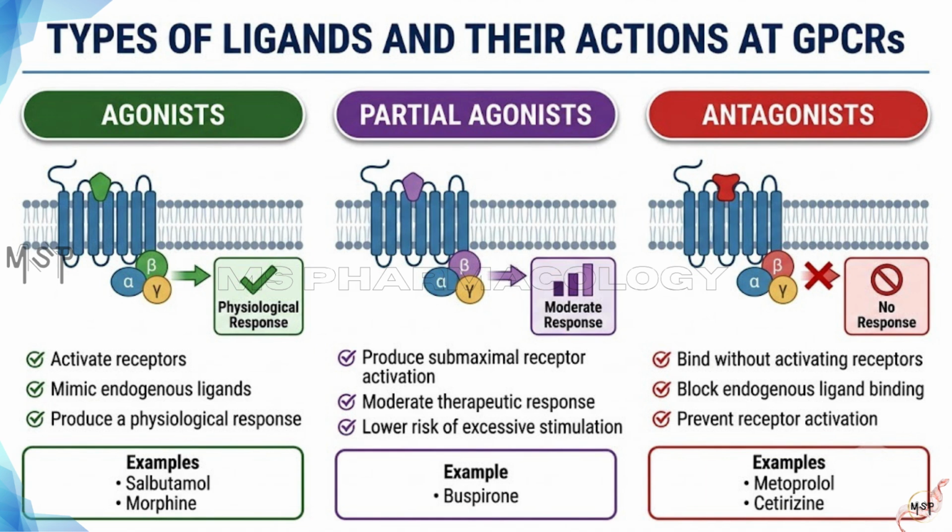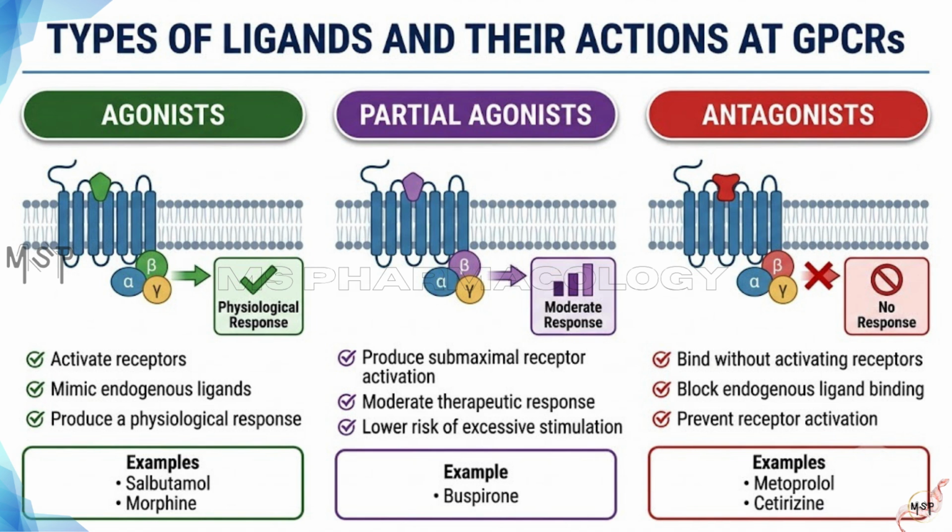Agonists. The simplest way to target a GPCR is by using an agonist. An agonist binds to the receptor and activates it, producing a physiological response similar to that of the natural endogenous ligand. For example, salbutamol activates beta-2 adrenergic receptors, producing bronchodilation in patients with asthma, whereas morphine activates mu-opioid receptors, producing analgesia. Partial agonists. Unlike full agonists, partial agonists activate receptors but produce only a submaximal response, even when all receptors are occupied.